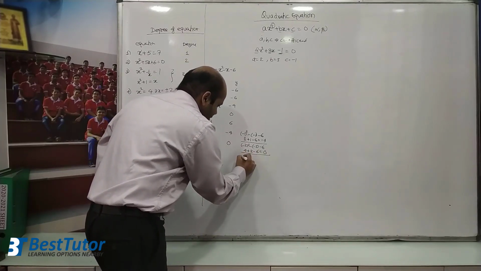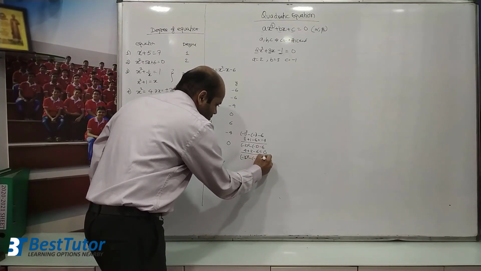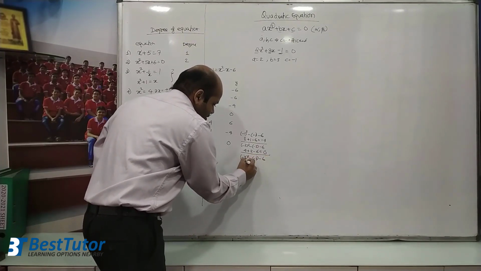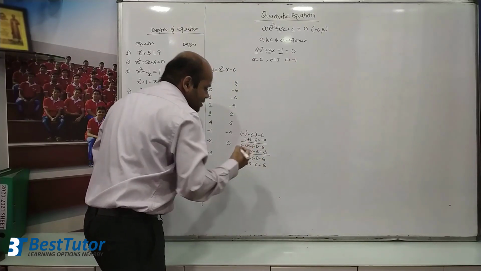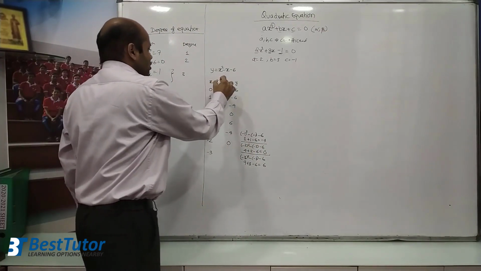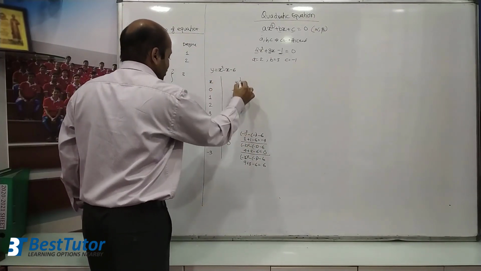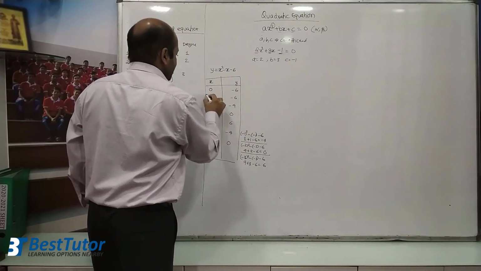One more, minus 3. I get minus 3 squared minus (minus 3) minus 6. That becomes 9 plus 3 minus 6, which is 12 minus 6, which is 6. These are the different values of x, and for different values of x, we got different values of y. Right? Let's plot this in the graph.